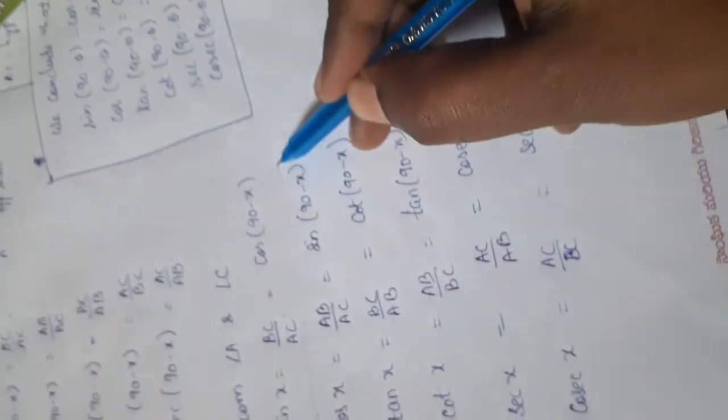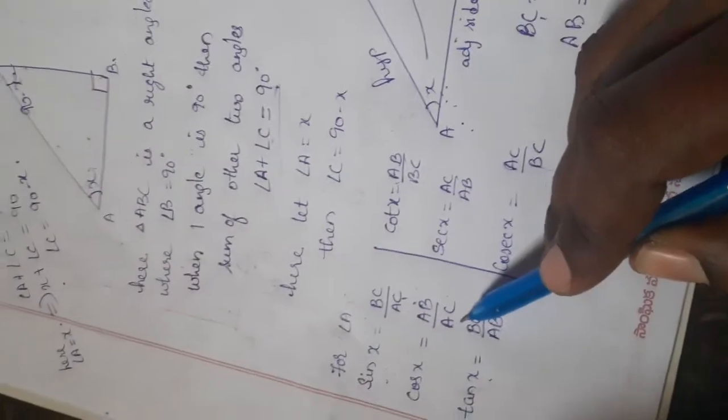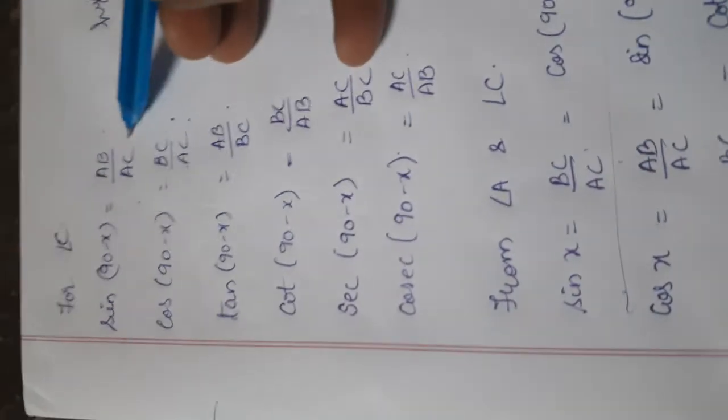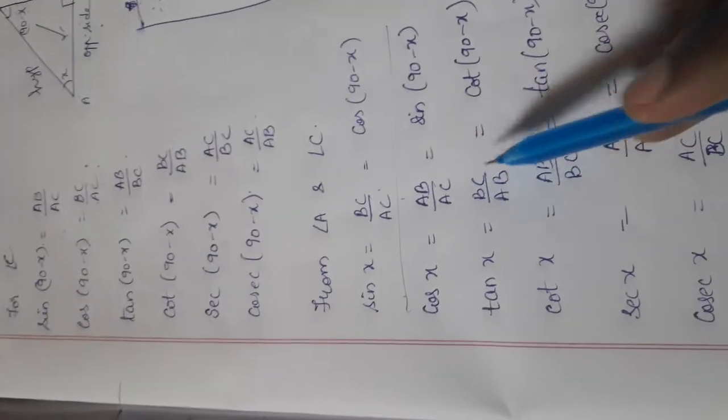So I have equated. Similarly, cos x is AB by AC. Cos A is AB by AC here. Here, what is AB by AC? It is sin 90 minus x. I wrote here. Similarly, tan, cot, secant, cosecant, everything.